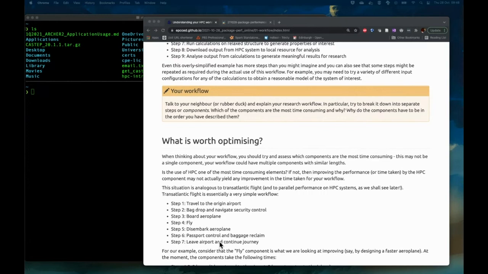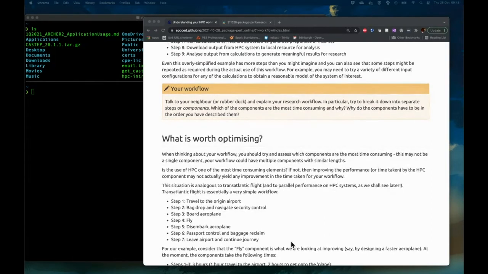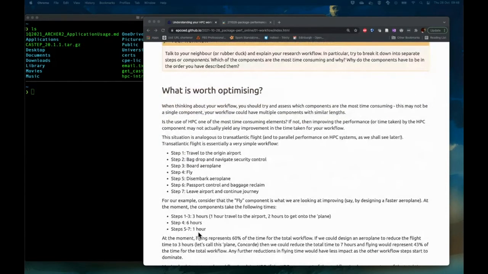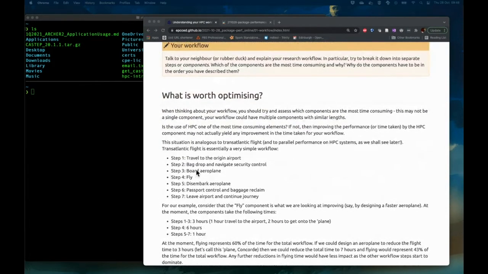For example, you could have a faster airplane. I know Concorde used to fly transatlantic and was faster than conventional aircraft, and there's talk about having supersonic aircraft again on transatlantic routes at the moment, commercial supersonic aircraft. So say the components take the following sort of time. Steps 1 to 3, which is actually getting onto the airplane, take around 3 hours. So it's an hour travel to the airport, 2 hours to actually get onto the airplane, because you've got to navigate security control, and then there's all the sitting about, and boarding and all that sort of stuff. And then the actual flight itself from the UK to US takes about 6 hours.